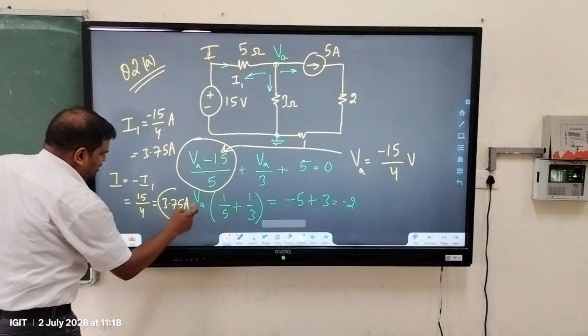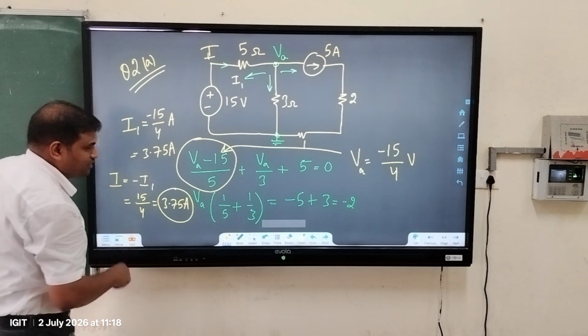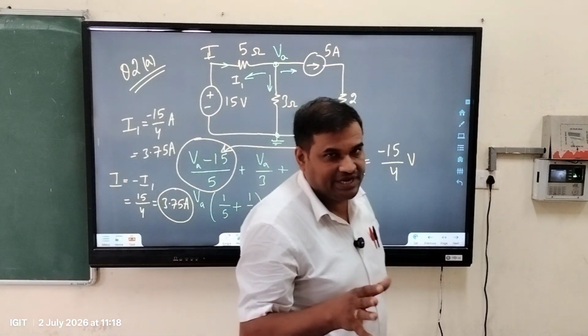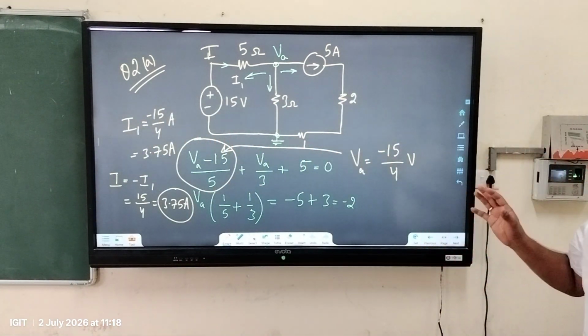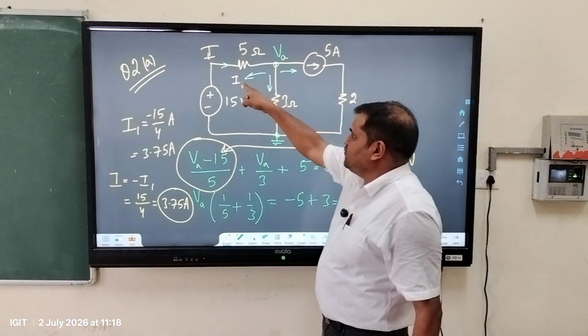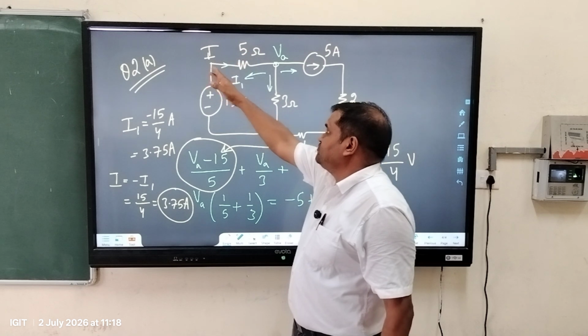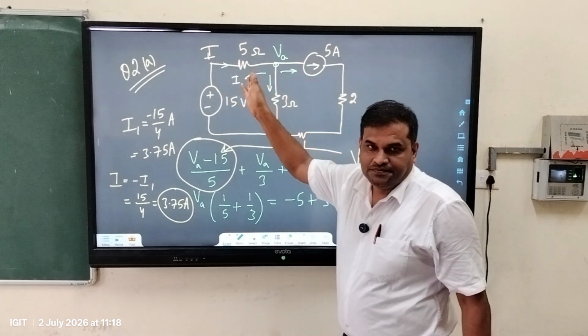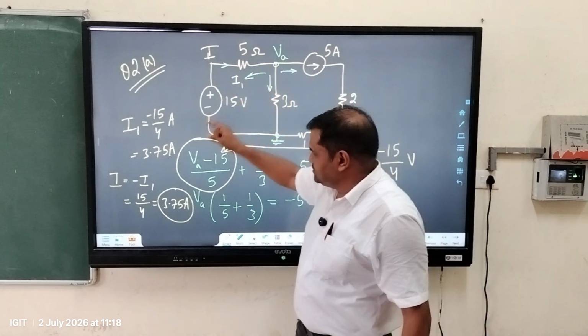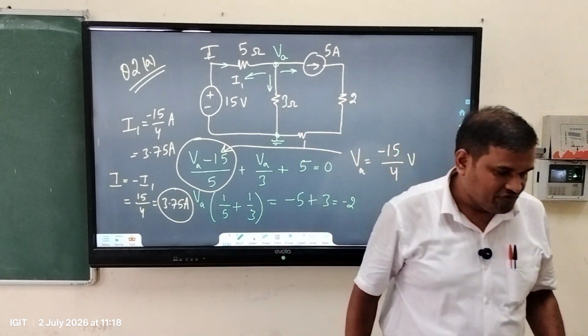So remember that the answer will come as a positive value, not a negative value. The reason is you are finding the value of I1 and the examiner is asking for the current going from the left-hand side to the right-hand side. So for that reason, this answer is 3.75.